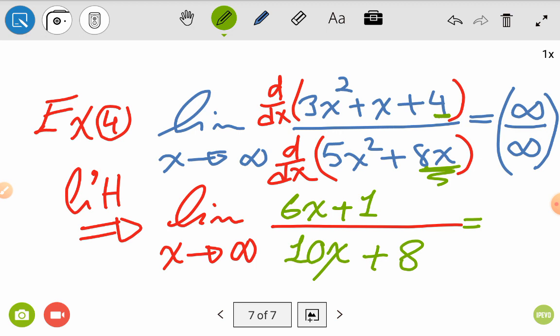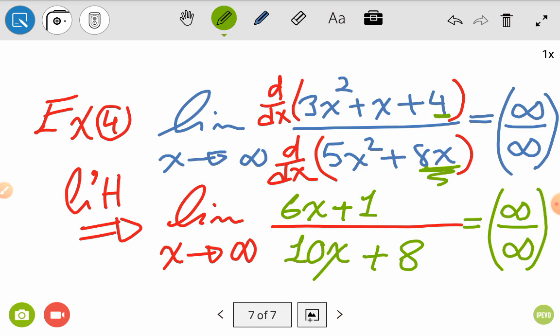Infinity times 6 is infinity, plus 1 is infinity, right? It's a very large number, plus 1 gives us a very large number. Over 10 times infinity is infinity, plus 8, also infinity, so the same answer, which is positive infinity over positive infinity. Can we apply L'Hopital's rule again for one more time?